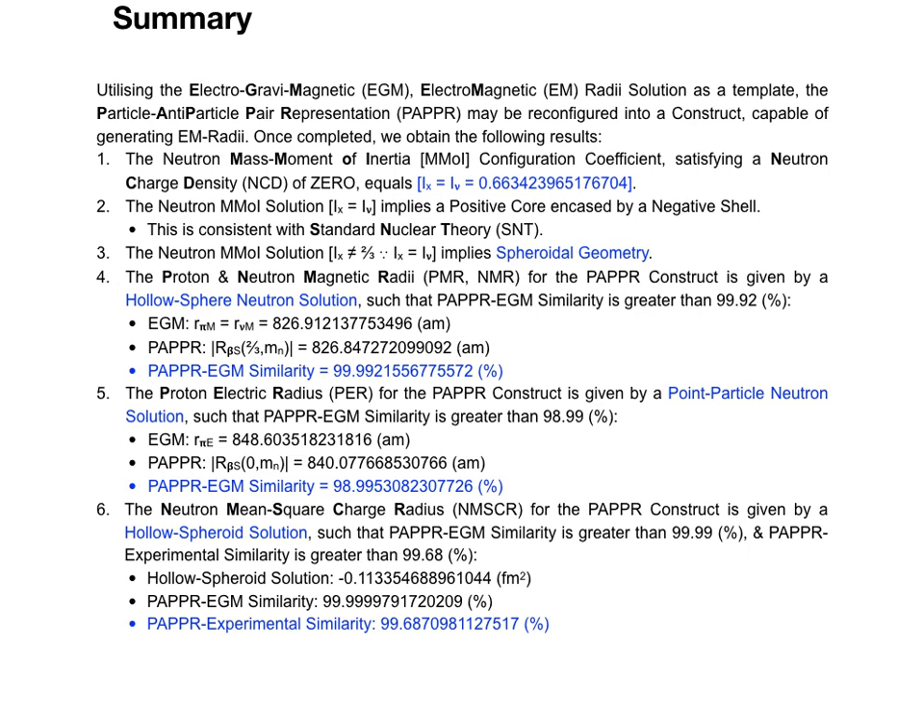Number 6. The neutron mean square charge radius for the PAPPR construct is given by a hollow spheroid solution such that PAPPR EGM similarity is greater than 99.99% and PAPPR experimental similarity is greater than 99.68%. Thus, as our summary demonstrates, by utilising the EGM electromagnetic radii solution as a template, the particle-antiparticle pair representation may be reconfigured into a construct capable of generating electromagnetic radii.